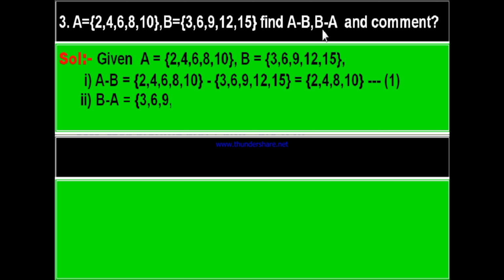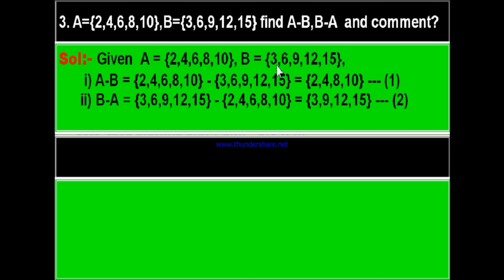Now the second part, let us find B minus A. B minus A means first write the second set B, that is {3, 6, 9, 12, 15}, minus set A, {2, 4, 6, 8, 10}. Now here, 3: you could not find 3 in the second set, therefore write 3. 6 is there, therefore leave it.